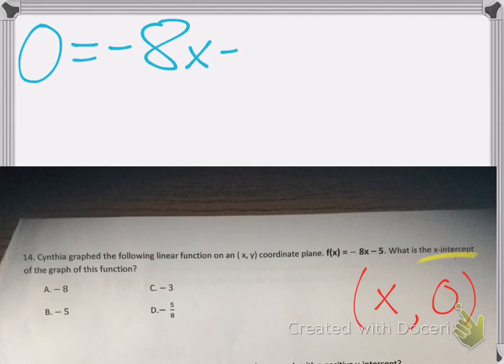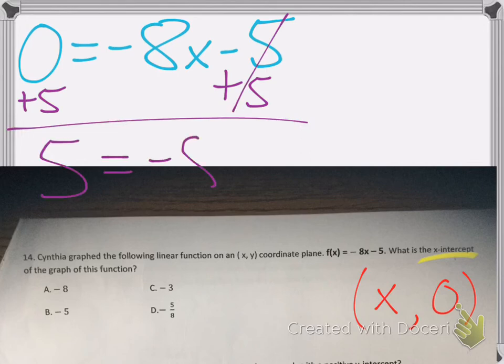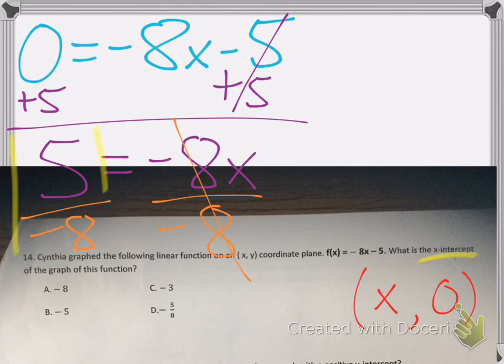So plug in 0 for y, and you get negative 8x minus 5. Add 5 to both sides. And then you will divide both sides by negative 8. And when you cancel out your negative 8s, you will be left with your x-intercept, 5 over negative 8, which is choice D.